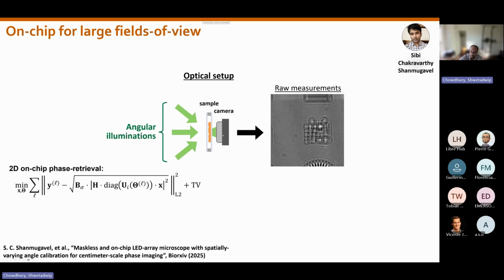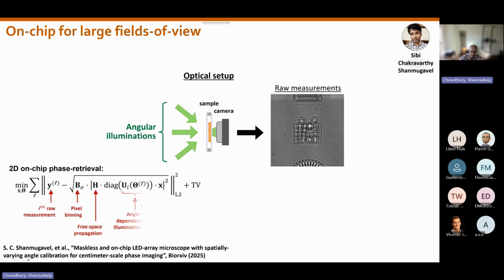So for now, let's consider two-dimensional samples. Let's say the sample is X. So the field exiting your sample is X. That field is being modulated by your angular illumination. And then now you have a free space propagation term because it's propagating to the sensor. You take the magnitude squared because you're only measuring intensity. And then you have a pixel binning operation. And this pixel binning operation is important because you're no longer magnifying the image, your resolution for each raw measurement is being limited by the pixel size of your sensor, right?